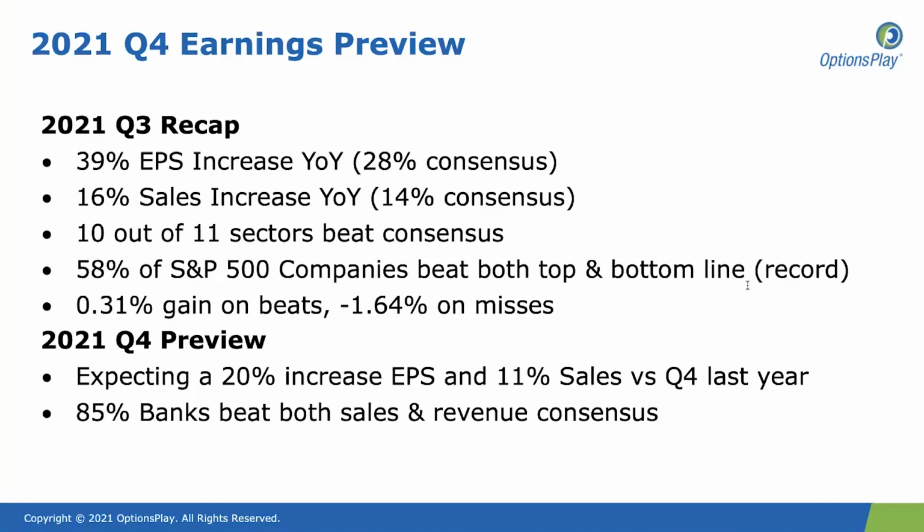But the real metric that I think we need to pay attention to more than anything else is the fact that stocks that beat their earnings expectations only gained on average about 31 basis points the next day, meaning stocks that beat their earnings did not move higher by very much. On the flip side, stocks that missed their earnings declined by an average of 1.64%. That is a significant skew between how stocks perform when they beat versus when they miss.